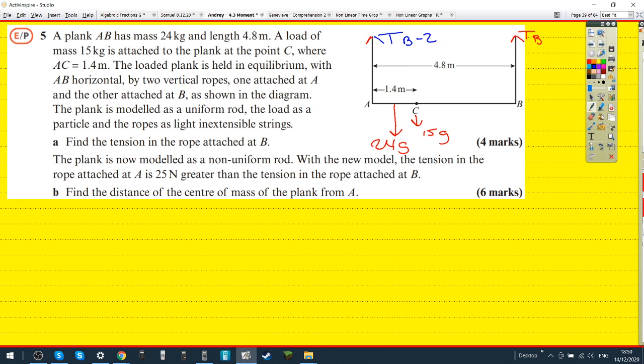And so am I doing TB minus 25 plus 24 plus 15 plus TB equals? Oh, sorry. Equals to. So here it's non-uniform. Oh, is that where it's equals to like the distance? Oh, you're a very confused boy, Andrey.